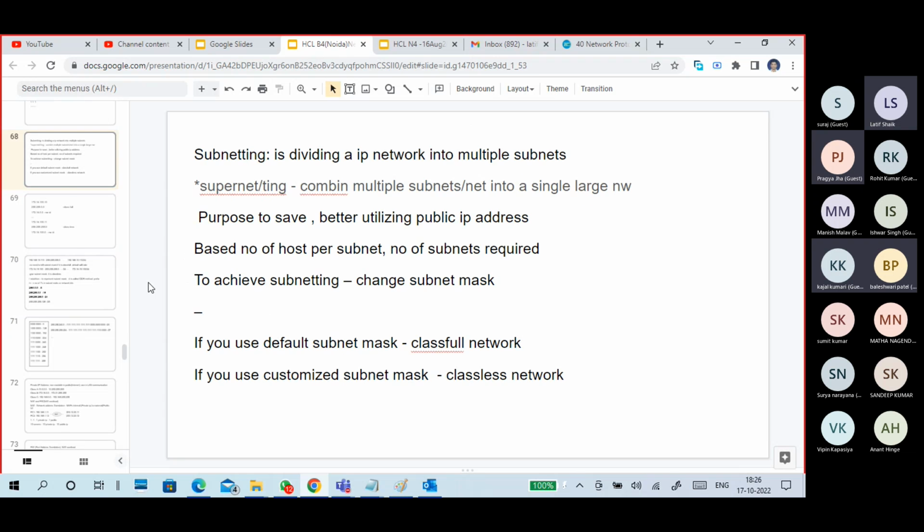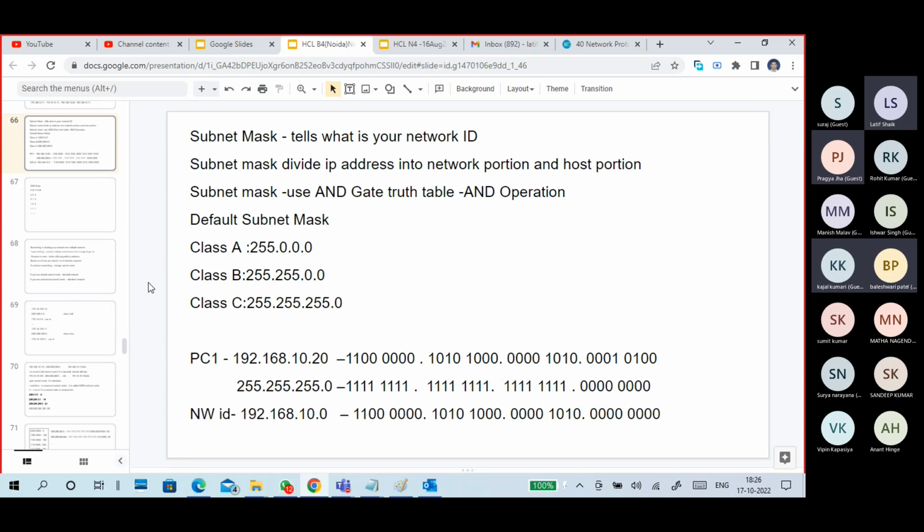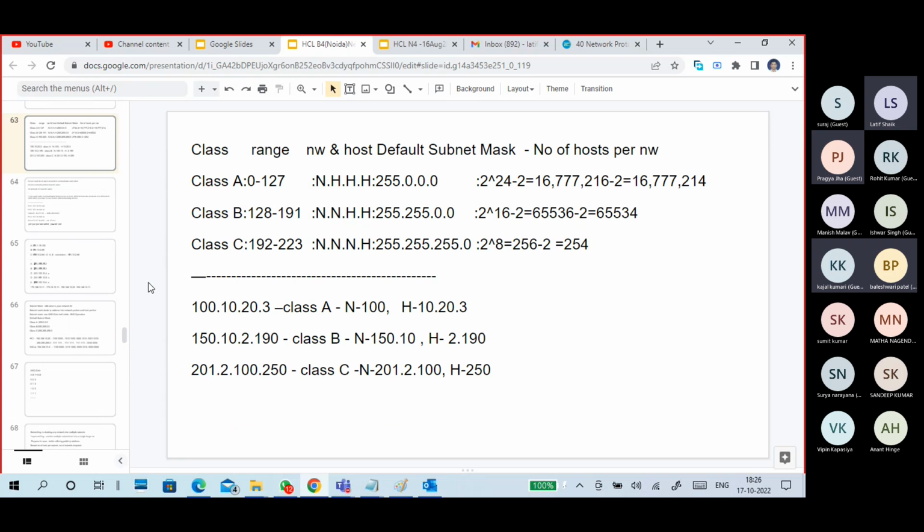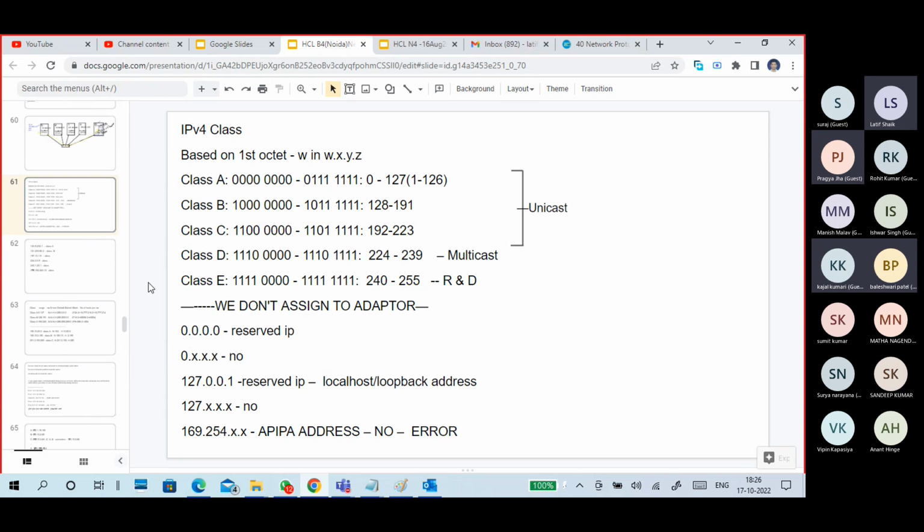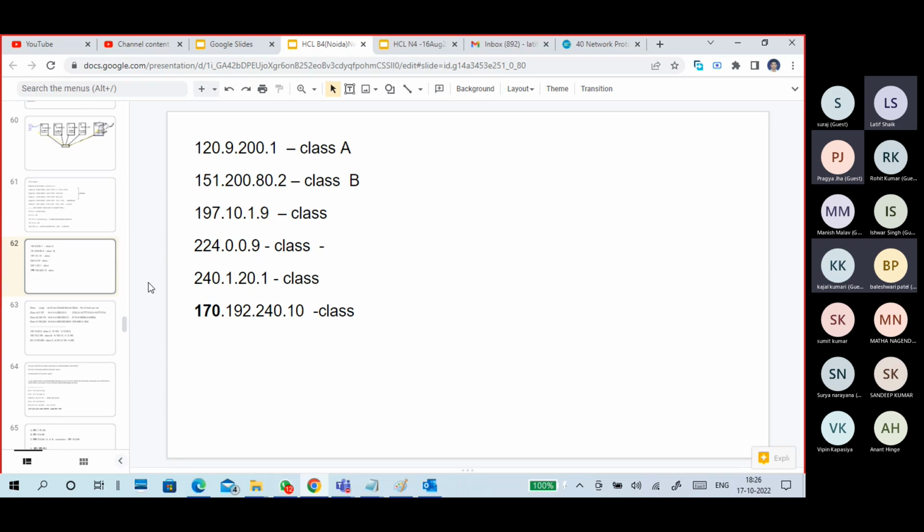These are all simple, guys. Again, IP addresses are divided into classes: class A, class B, class C, class D, class E. Class E is for R&D, so we don't use it. Class D is for multicast, and we don't assign it to devices. So we use class A, class B, class C, which are unicast addresses. Their ranges are 0 to 127, 128 to 191, 192 to 223, 224 to 239, and 240 to 255. So we are using class A, class B, class C.